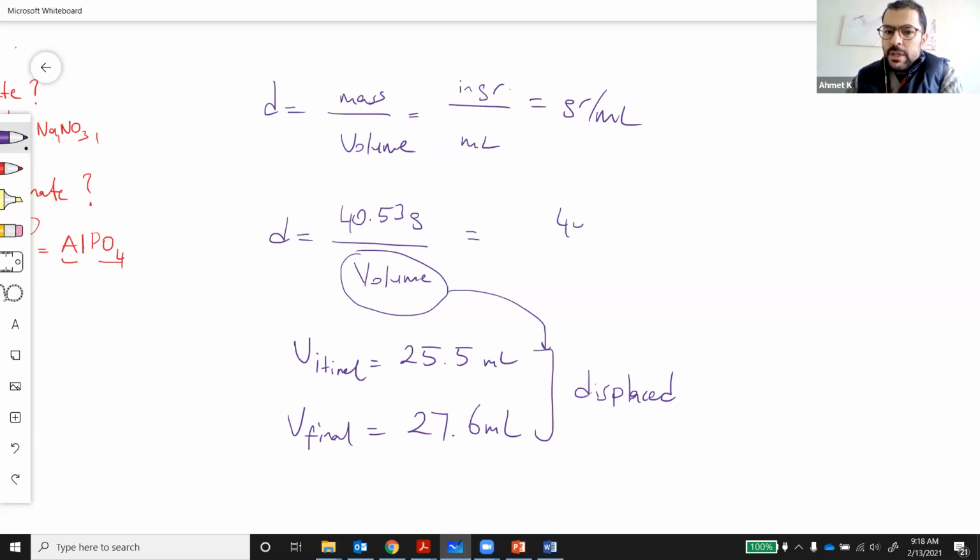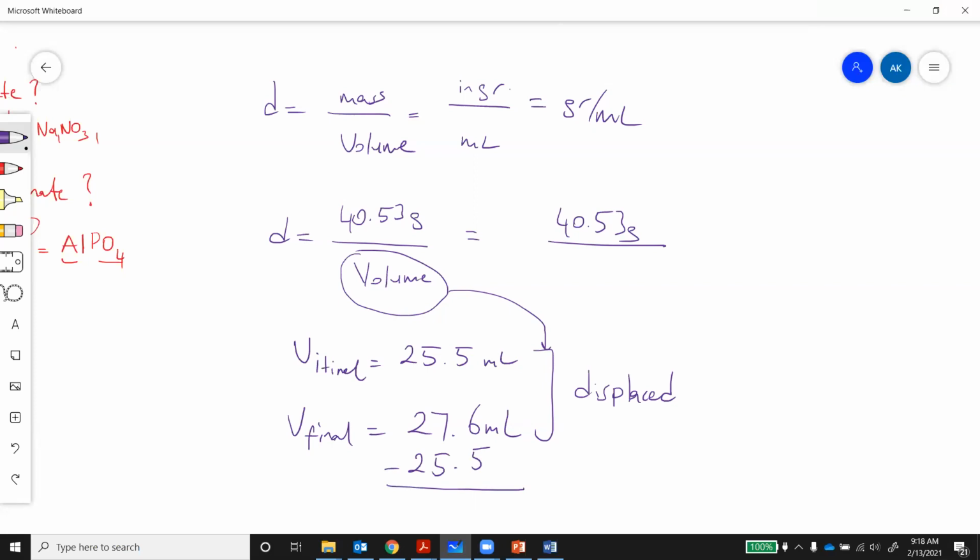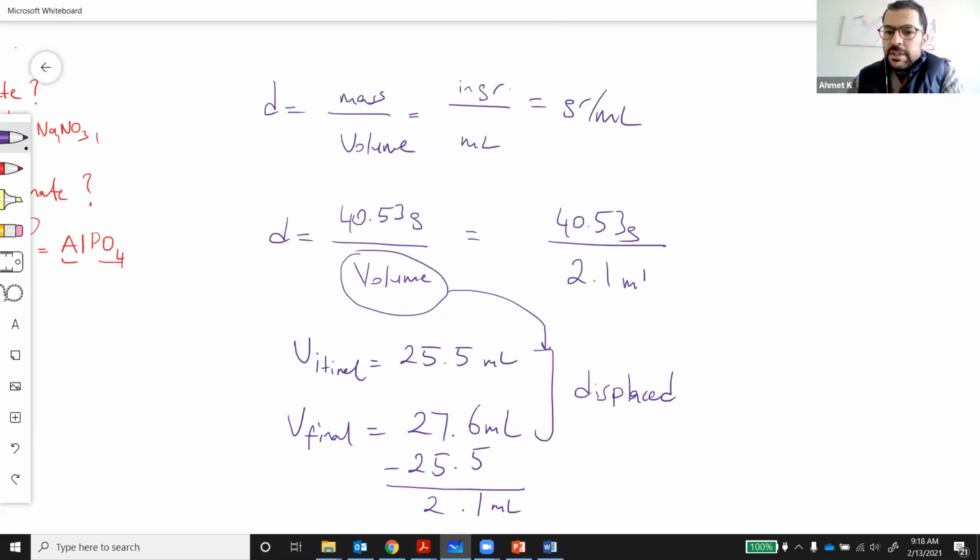So it's going to be 40.53 grams divided by, if you subtract this, 25.5. Let's do the math together. 2.1 milliliters. If you divide this by 2.1 milliliters, then you're going to find your density. Make sense? Again, the numbers might be a little off, but it's okay, guys.